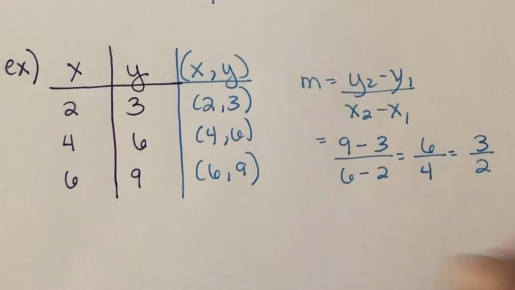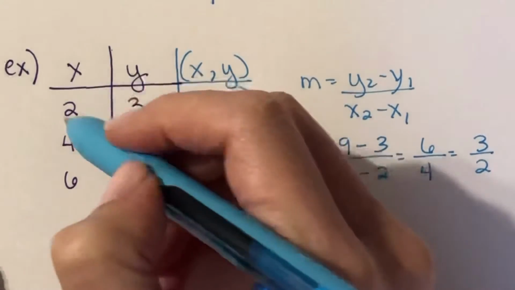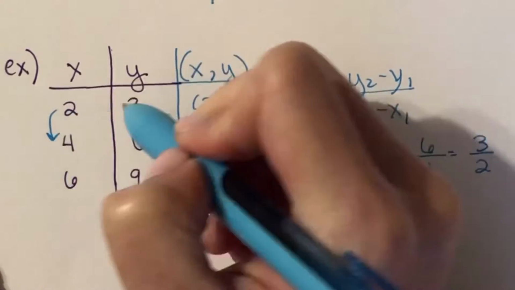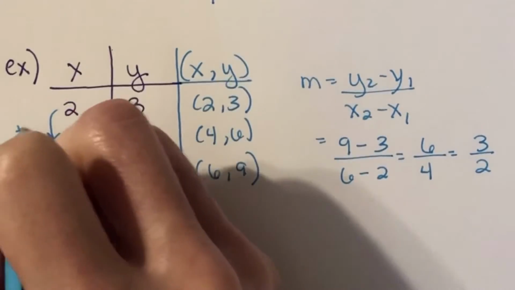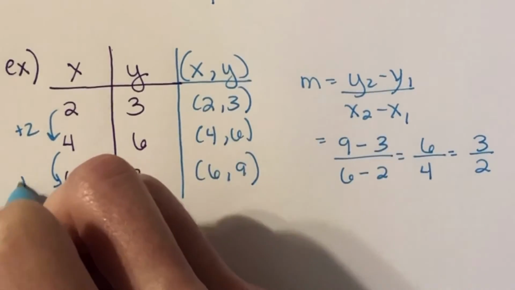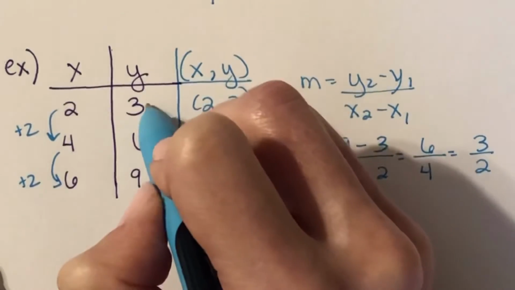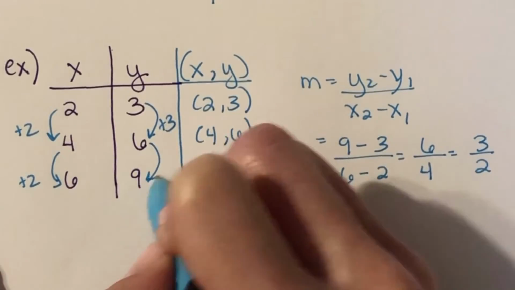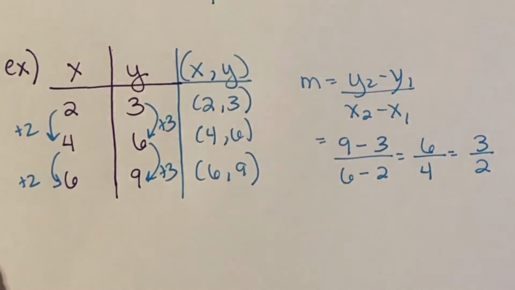And then I can take a look at it another way, and I'm going to see how my y's are changing and how my x's are changing. Let's see, in this case, my y's increase by 2. And from this point to this point, my y's increase by 2. And from here to here, my y's are increasing by 3. And from here to here, my y's are increasing by 3.